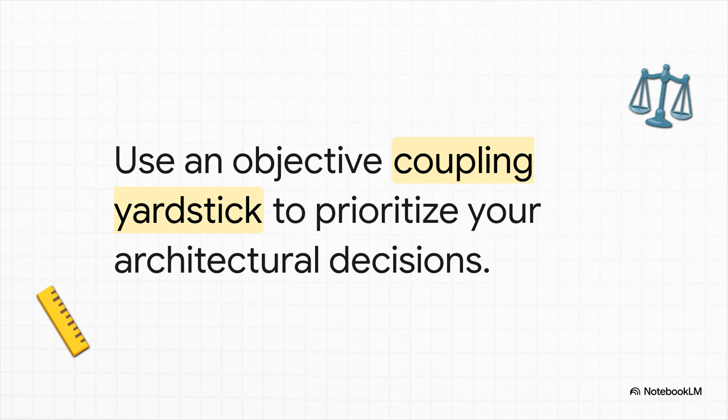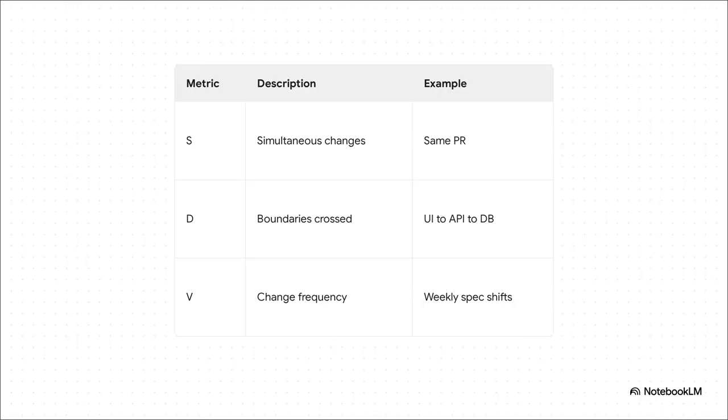Chapter 3 introduces the coupling yardstick. We need an objective way to prioritize and measure our architectural decisions. Measure coupling objectively through integration strength, distance, and volatility. These metrics tell you exactly where to fix architectural boundaries.